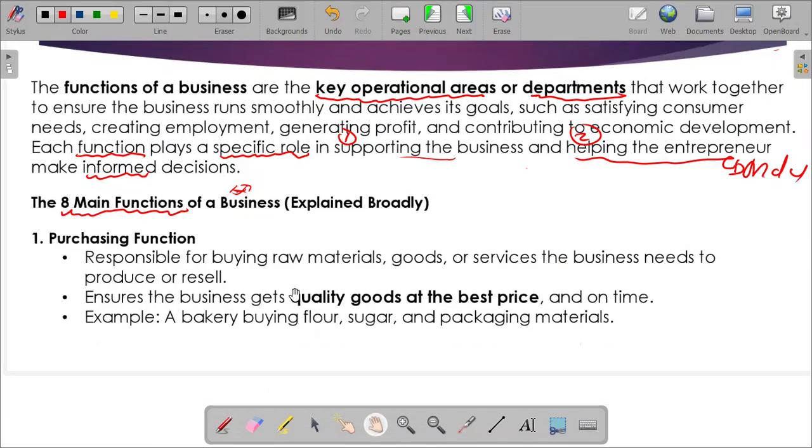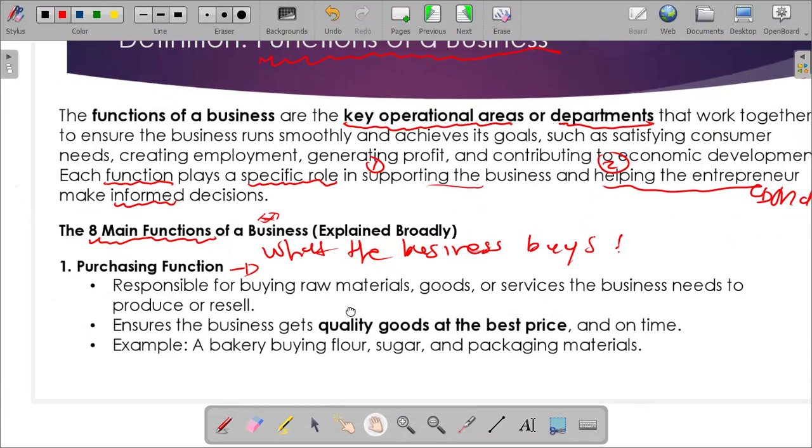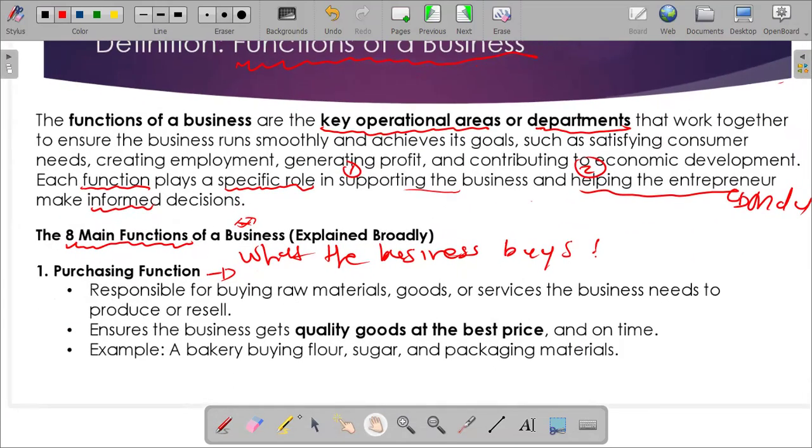So the first one will be the purchasing function. The purchasing function. So what the business buys. What do we as the baker, as Mduduzi's baker, what are we buying? Right? As it goes further, it says the purchasing function is responsible for buying raw materials.